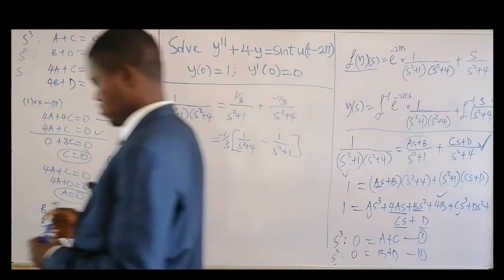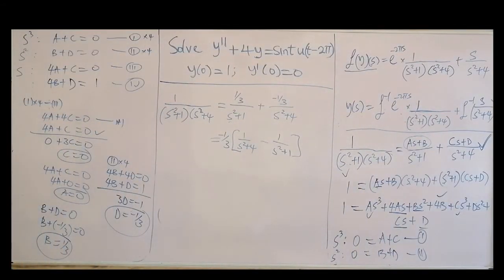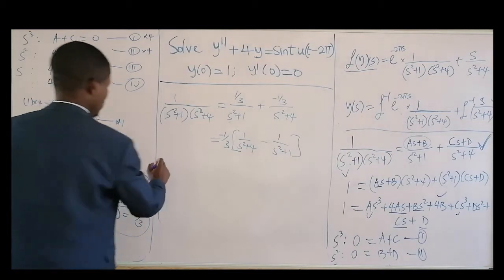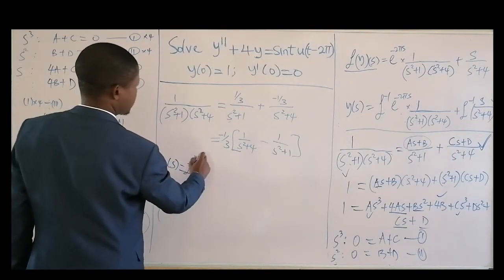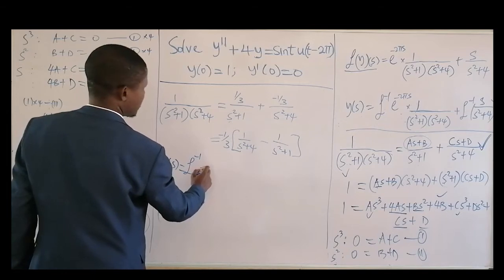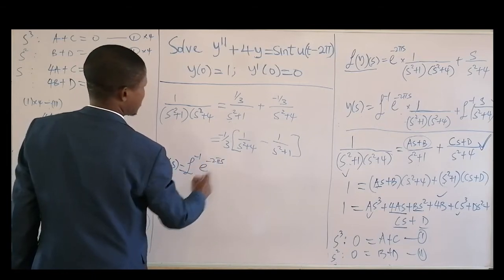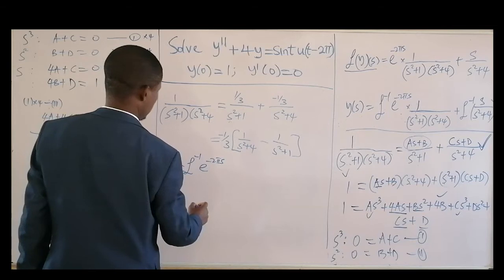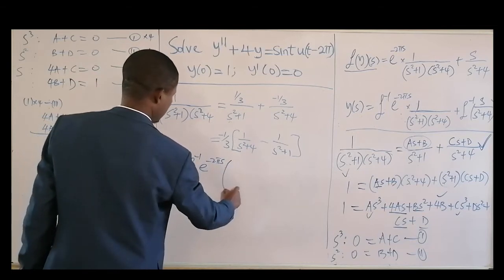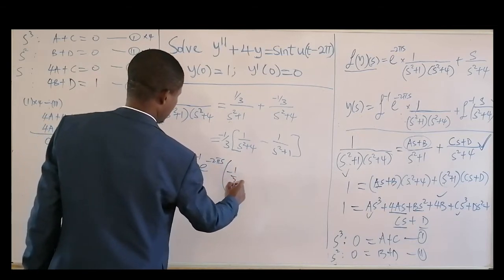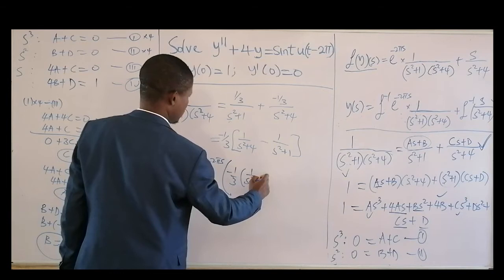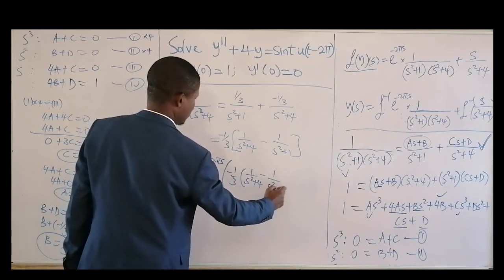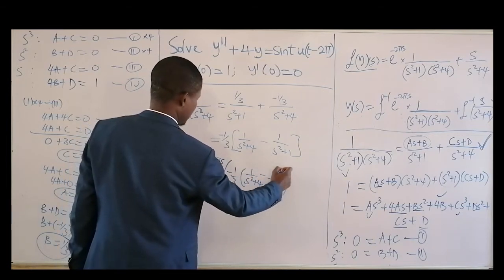Then we can go back, and the solution will now become y equal to the inverse Laplace transform of e^(-2πs) times 1/3 times [1/(s² + 1) minus 1/(s² + 4)]. We can close that.